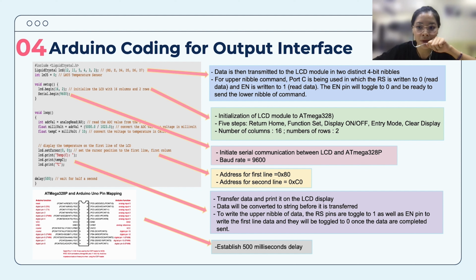So the D4 and D5 are representing port C, while D6 and D7 are representing port D. We are comparing it with the figure below. So it also shows that we only use 4-bit data transmission instead of the default 8-bit, and the data is then transmitted to the LCD module in two distinct 4-bit nibbles.